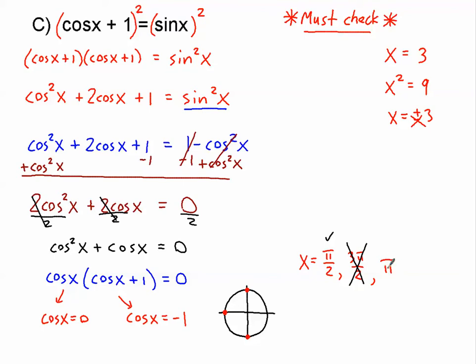Let's do pi. Cosine of pi is negative 1. Negative 1 plus 1 makes 0. So this side of the equation is 0. And the sine of pi is 0. That works. 0 equals 0. So that's one of the solutions. So we only have 2 solutions. One of them became an extraneous one, and it's because we squared.